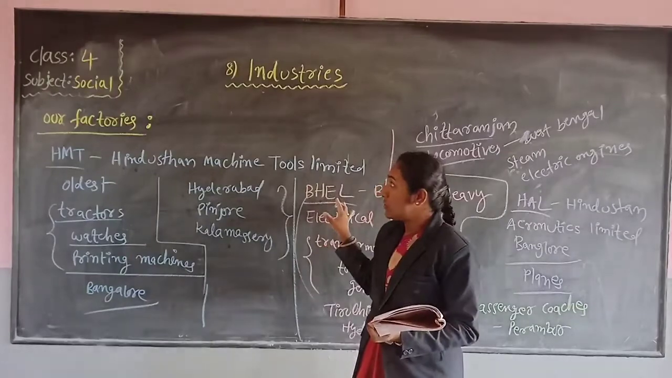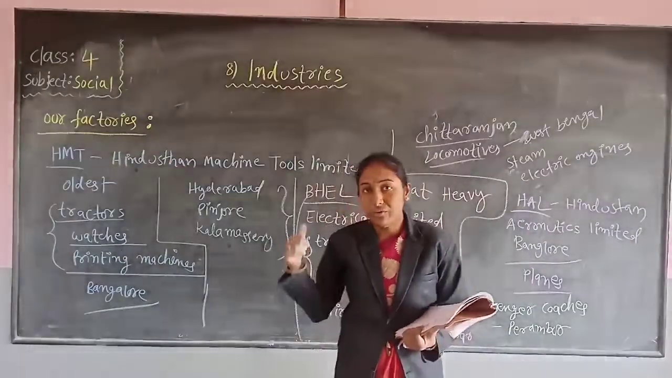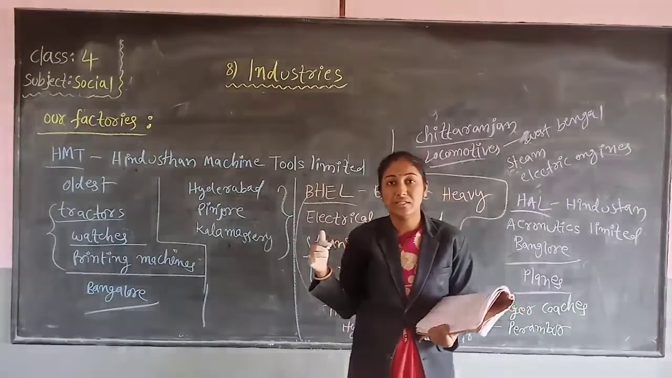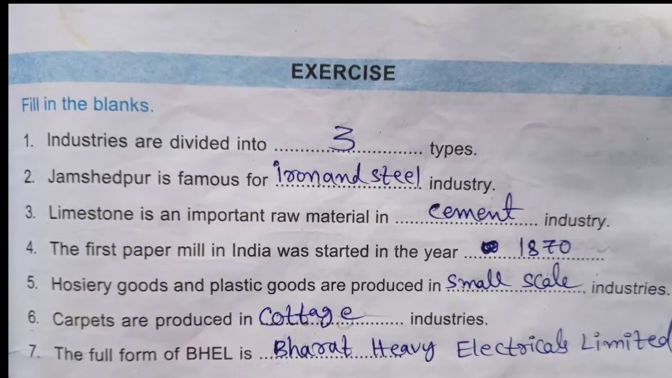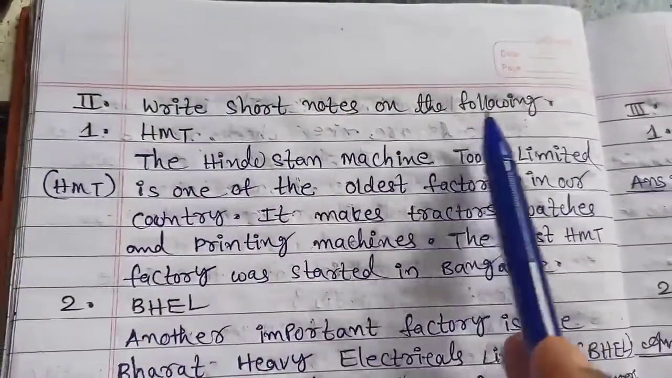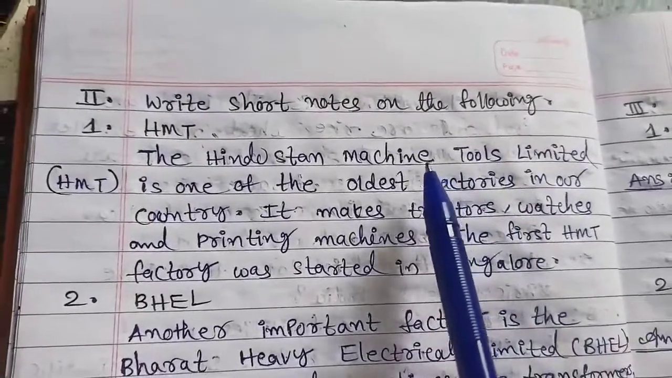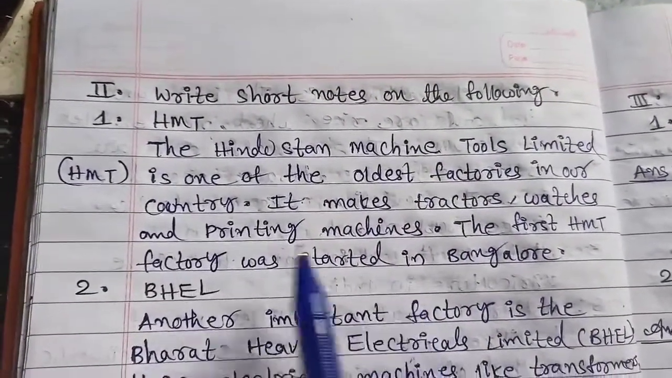So now, understood? Now I am going to give you the fair notes of the industries lesson. This is the first bit, children. Write neatly in your social fair notes. This is the second bit, children. Write short notes on the following. Same like this, you have to write in your social fair notes.